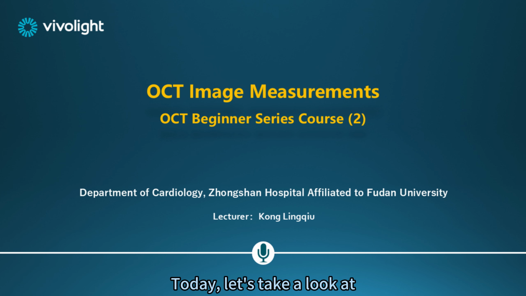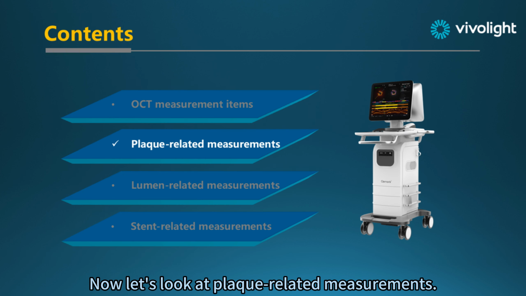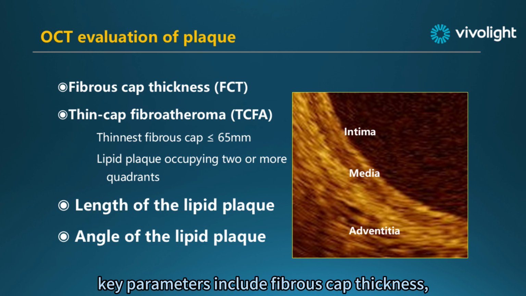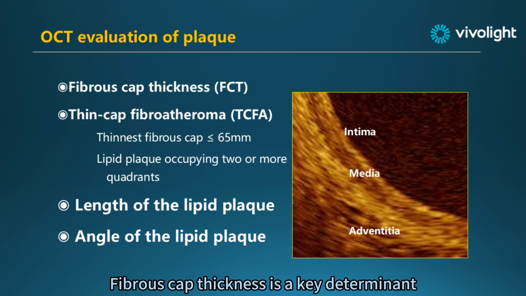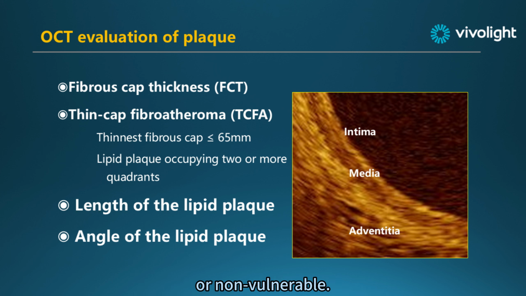Today, let's take a look at aspects related to measuring OCT images. Now let's look at plaque-related measurements. For plaque measurement, key parameters include fibrous cap thickness, which is crucial. Fibrous cap thickness is a key determinant in classifying a plaque as vulnerable or non-vulnerable. It's a very important factor.